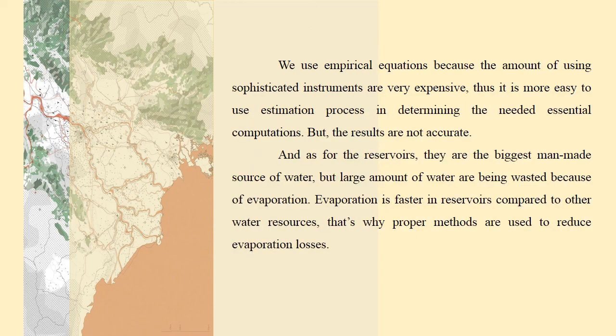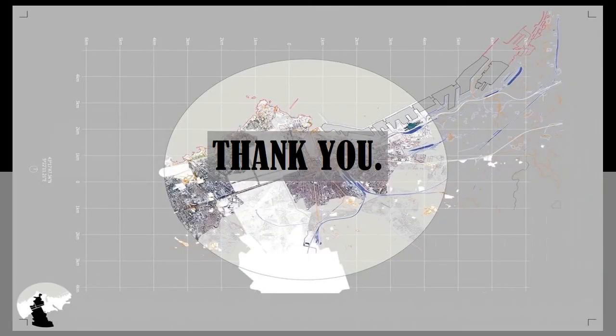To sum up, we use empirical equations because sophisticated instruments are very expensive. Thus, it is easier to use an estimation process in determining the needed essential computations, but the results are not accurate. As for reservoirs, they are the biggest man-made source of water, but a large amount of water is being wasted because of evaporation. Evaporation is faster in reservoirs compared to other water resources. That's why proper methods are used to reduce evaporation loss. And that's all. Thank you.